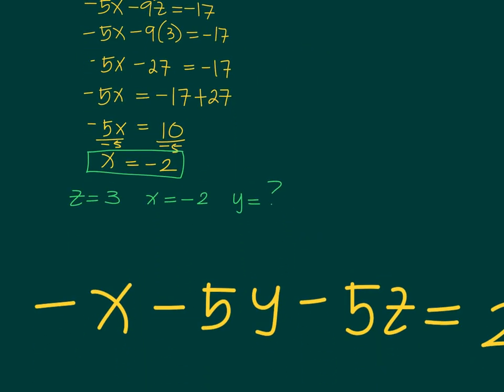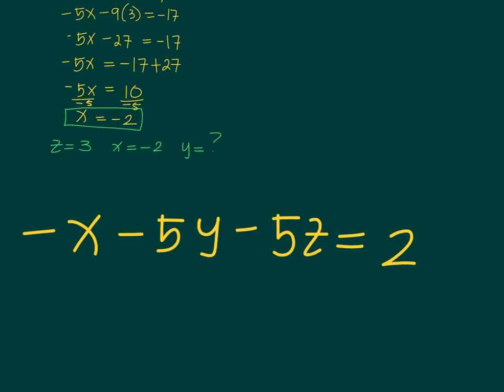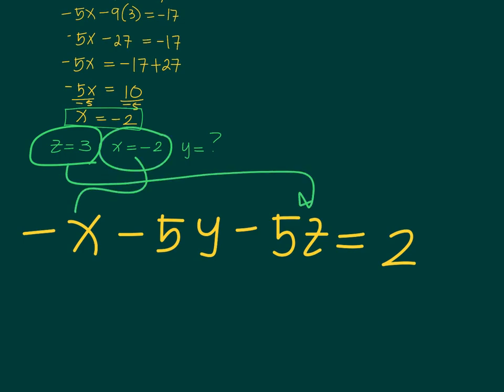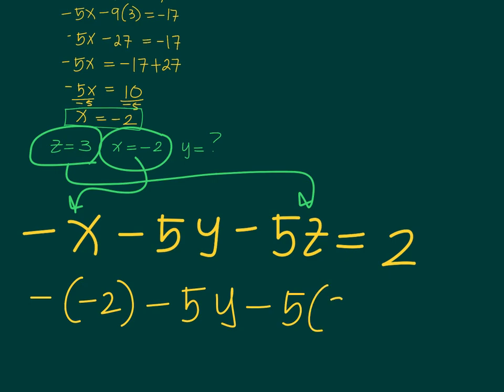Okay, so now all you have to do is to supply the values of z and x on the equation. So this becomes negative of negative 2. Make sure to substitute properly. Minus 5 times y. Well, we still don't know the y. Minus 5 times z, which is 3, equals 2.